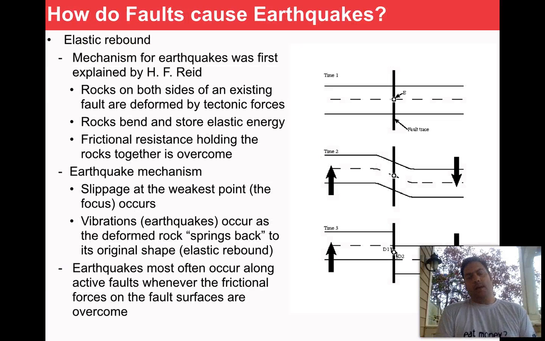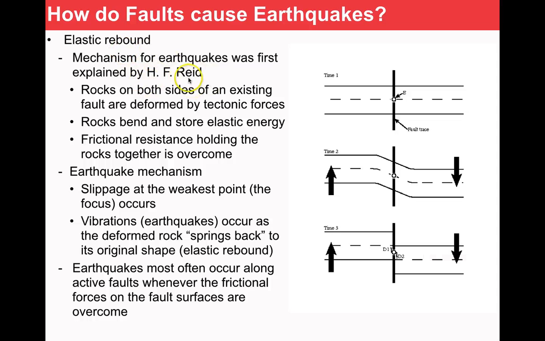So how do faults cause earthquakes? Let's talk about the mechanism. The mechanism itself is called elastic rebound. This is the current theory for how these things occur. And it's basically a three-step process. A geologist by the name of Reid came up with this idea, and basically that rocks on both sides of an existing fault are deformed by tectonic processes. So here we have rocks here, and here's an old fault trace, right? And what's happening is rocks on this side want to go up, and these rocks want to go down.